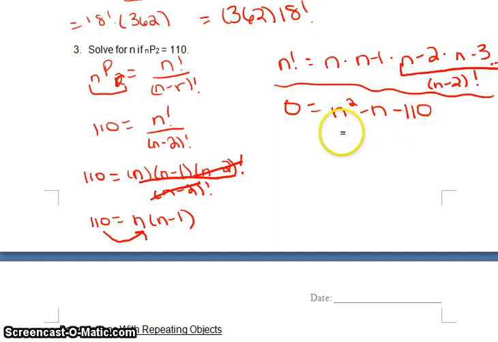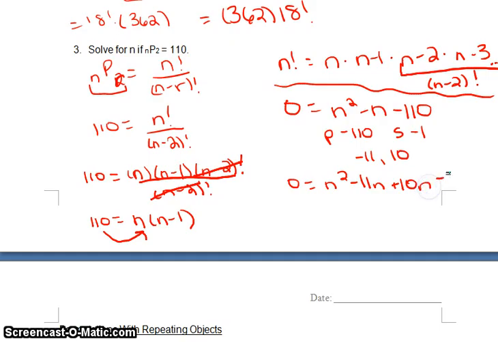From there, let's look at the factoring. Here we have a product of negative 110 and a sum of negative 1. So what 2 numbers would give you a sum of negative 1 and a product of negative 110? If you can think about that one there. That one we have negative 11 and positive 10. So we're going to rewrite this middle term here. We have 0 is equal to n squared minus 11n plus 10n minus 110.